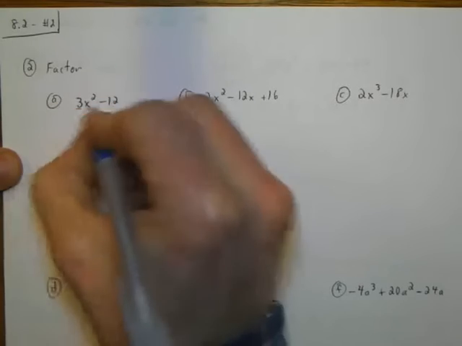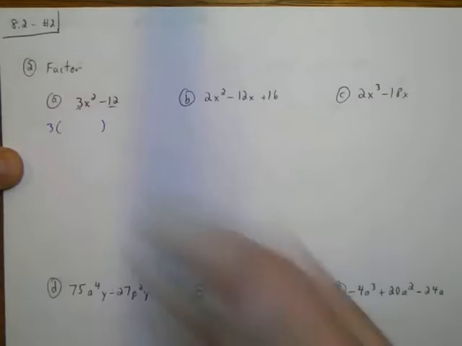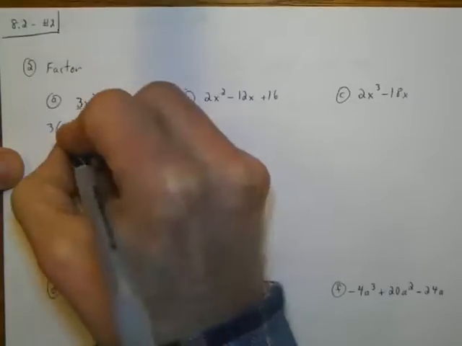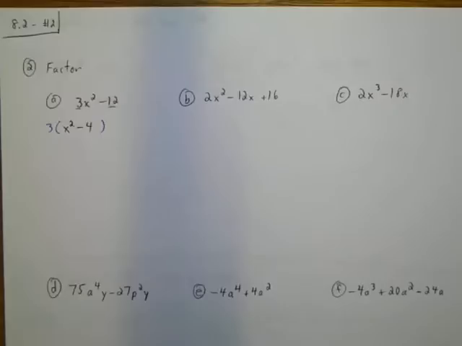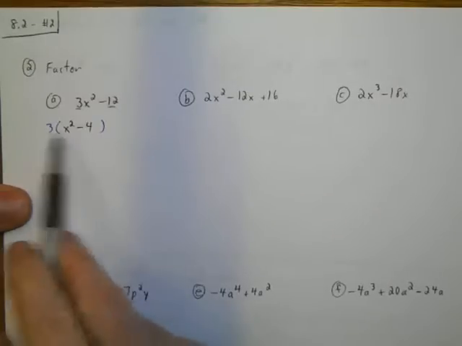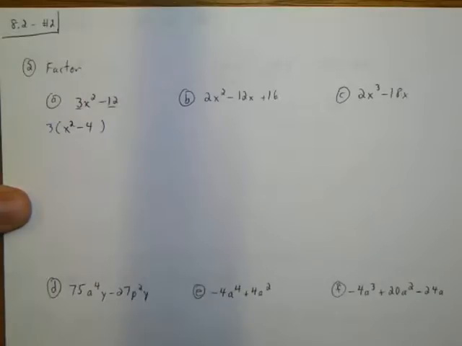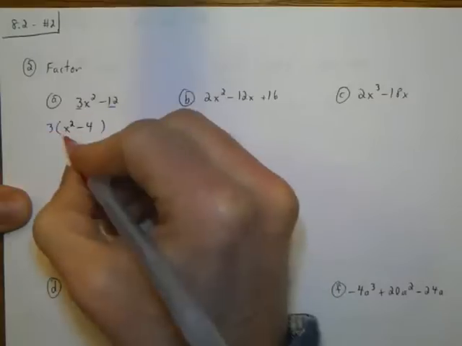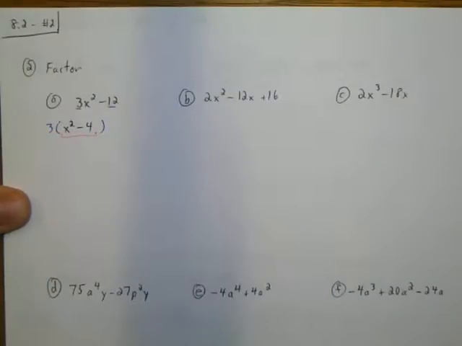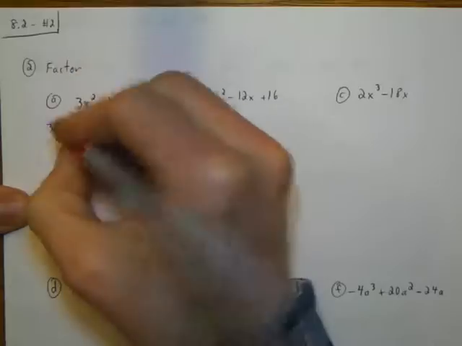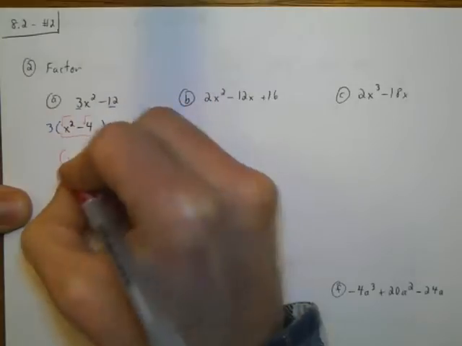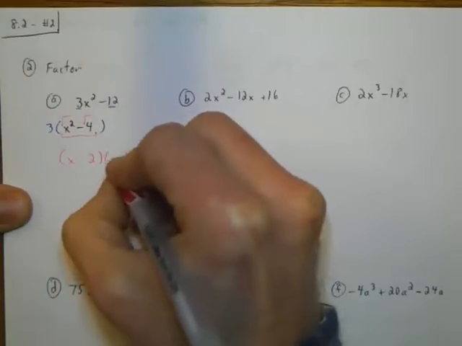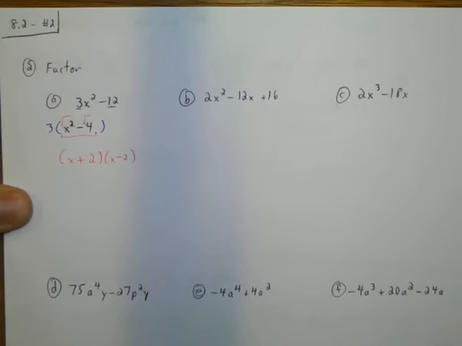So here I see a 3 and a 12. I'm going to pull out a 3, and then I'm left with an x squared minus 4 on the inside. 3 times x squared is 3x squared, 3 times negative 4 is negative 12. But as you recall, x squared minus 4 is actually the difference of squares. Remember doing that? I can square root that and square root that, so that really gives me an x and a 2, where I can go plus 2 and minus 2. And I have a 3 at the front.